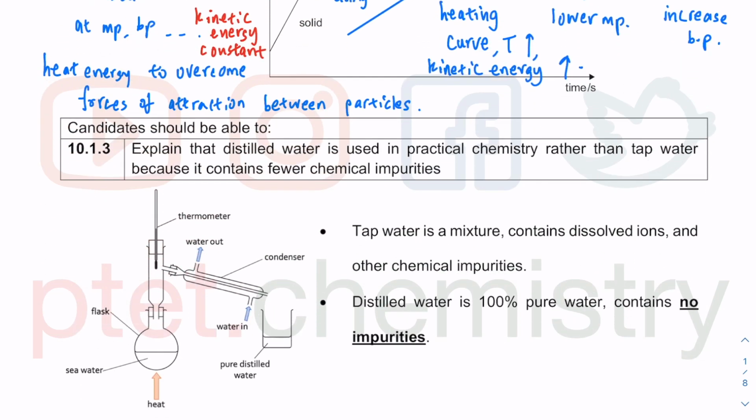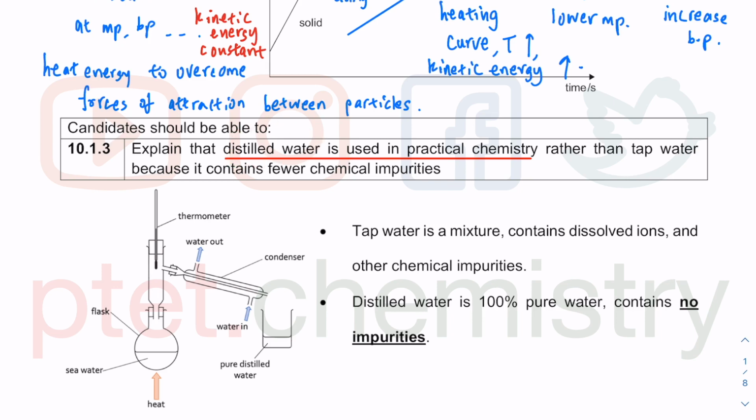In this next bit, we're going to explain that distilled water is used in practical chemistry. So when you use the bottle of water in the lab, when you do practicals, to clean out your burette and your pipette prior to washing with the chemical itself, we usually always use distilled water. To make up solution, we always use distilled water.